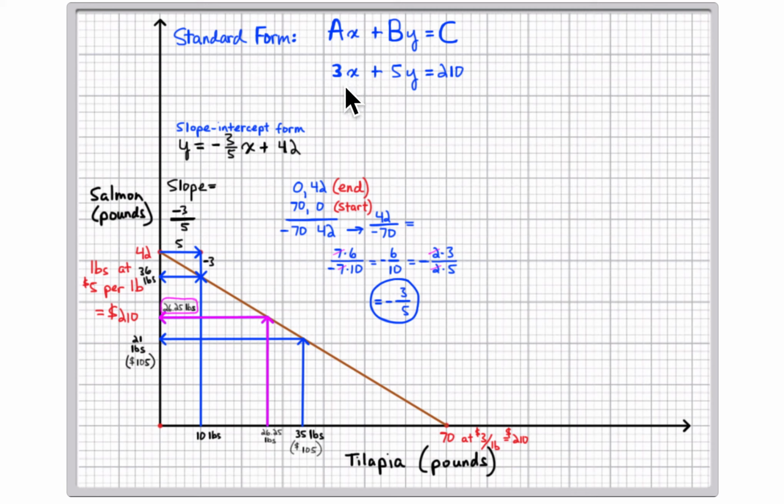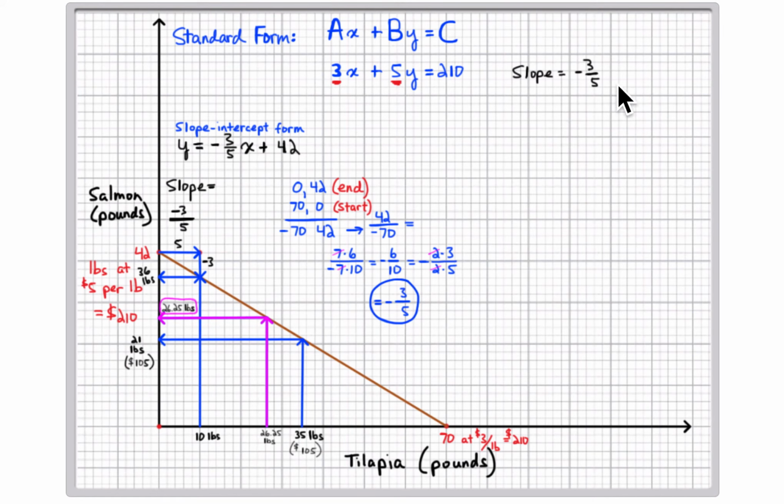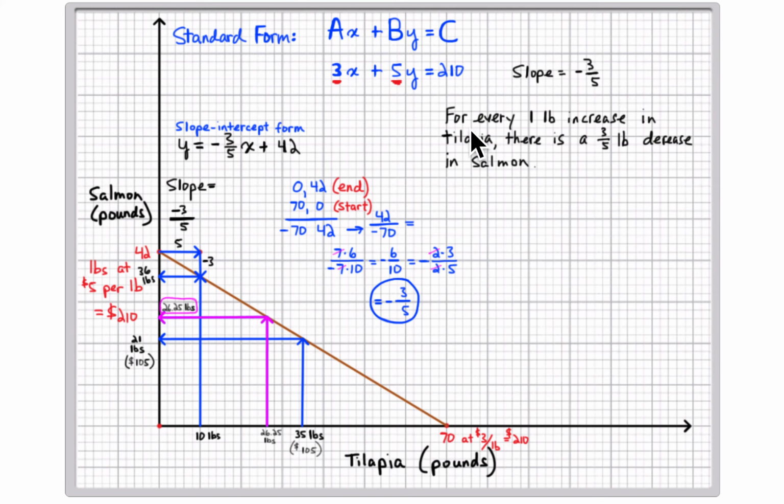So the slope from this form is negative 3/5. The slope here is negative 3/5. The y-intercept is 42. And we figured out the y-intercept from here because we divided 210 by that 3 to get 42 as well. So if the slope is a negative 3/5, that means for every pound increase in tilapia is a 3/5 pound decrease in salmon. That's what a slope of negative 3/5 means. So every 1 pound increase in tilapia, there is a 3/5 of a pound decrease in salmon.